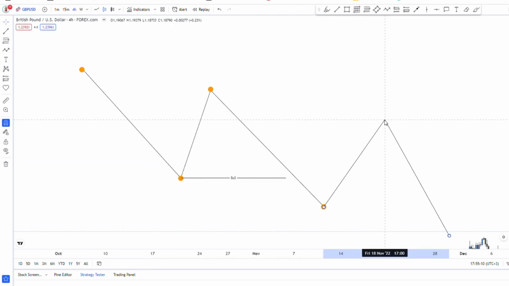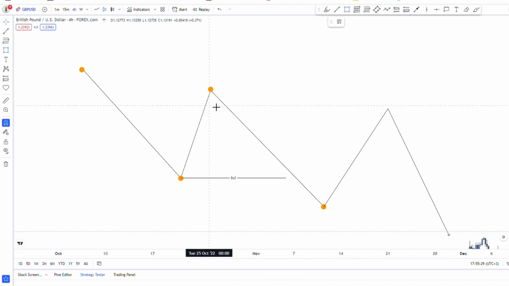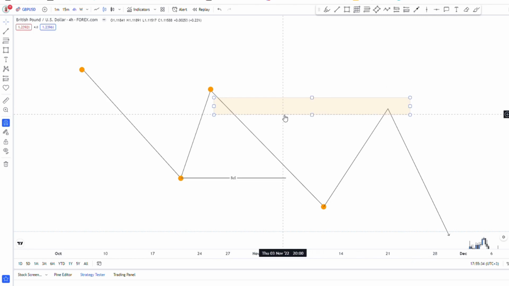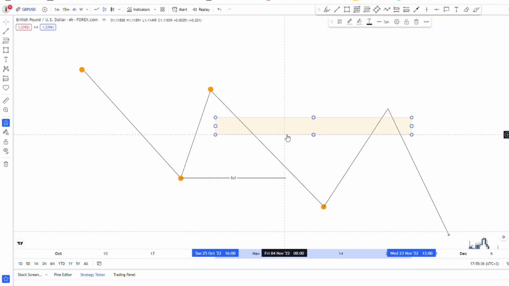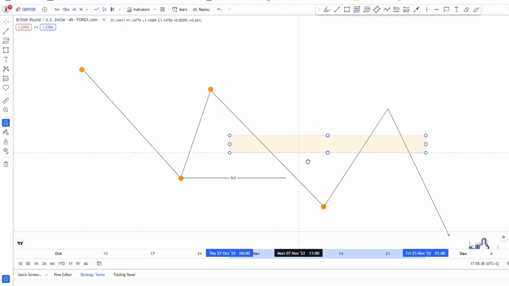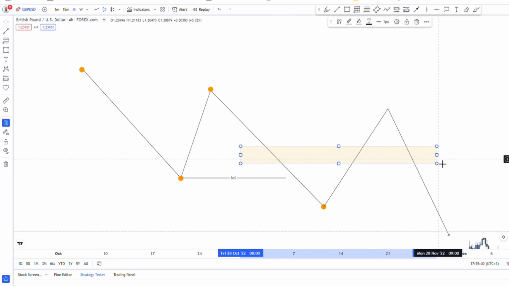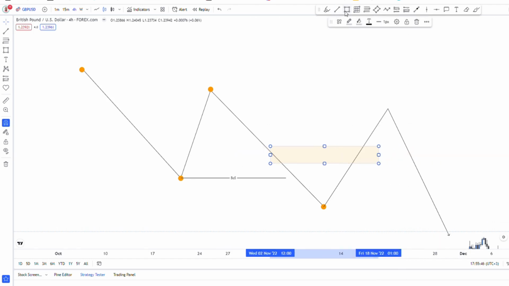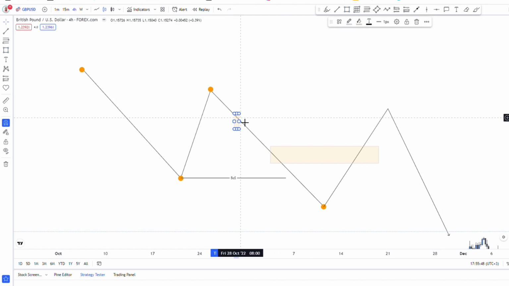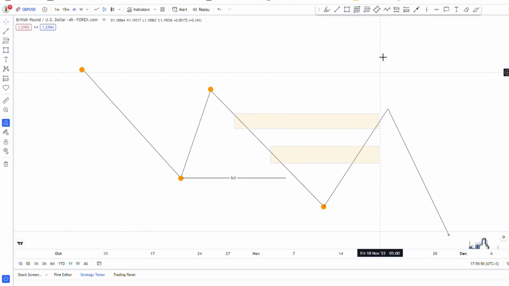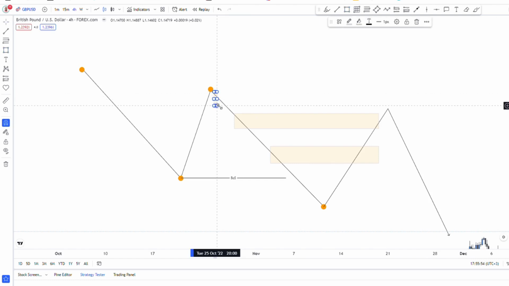So normally price will retrace back into a premium price area, and that premium price area could be somewhere around here. But the area could also be around here. So you might find a case where you have multiple supply zones. So you find there's a zone there, there's another zone around this area, and you find we also have another zone around this area.